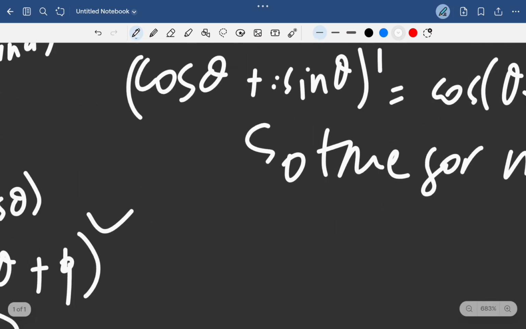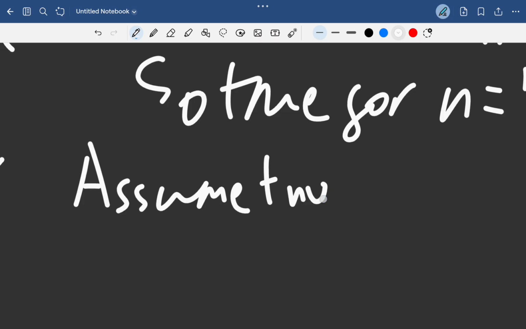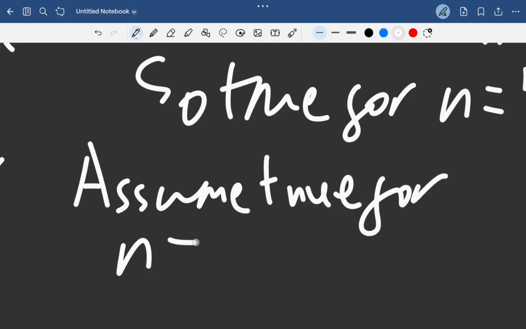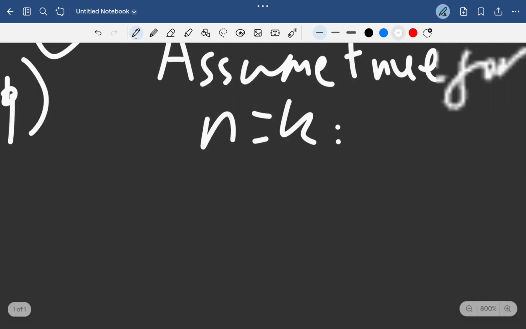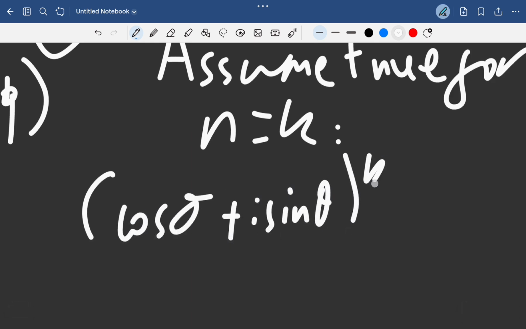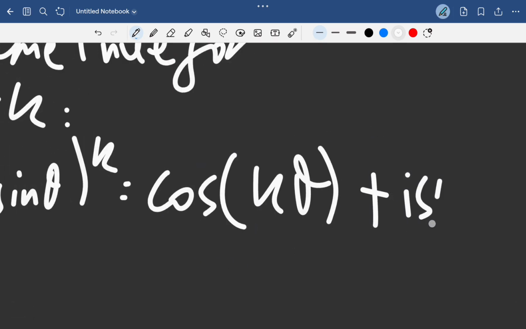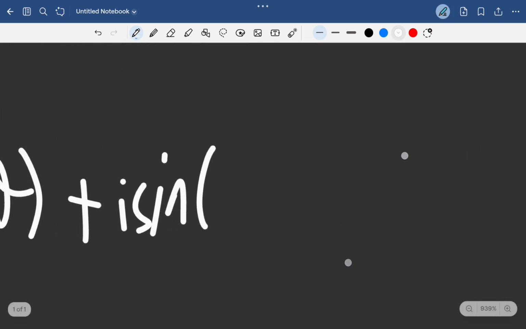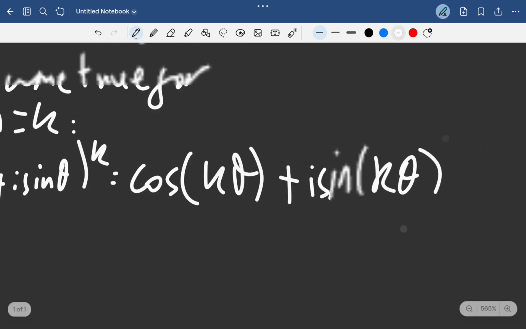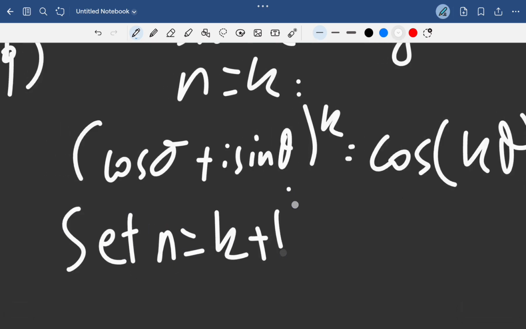Cool. Now, assume true for n equals k. This is cos theta plus i sine theta to the k will equal cos of k theta plus i sine of k theta. Cool. Now we set n equals k plus 1.